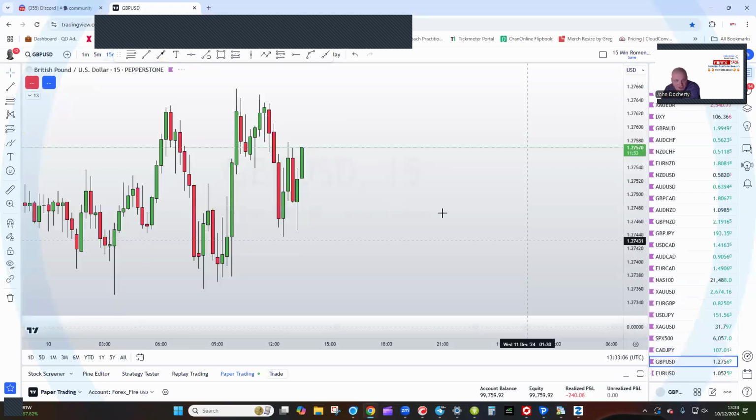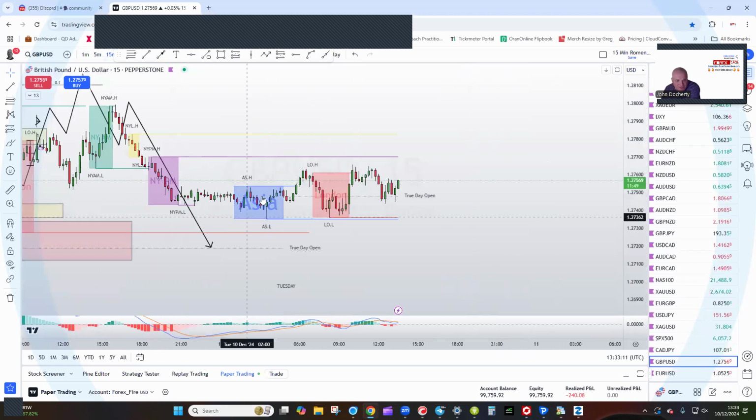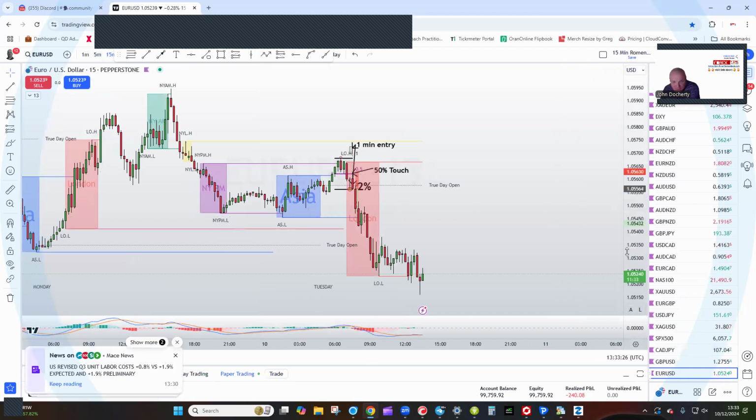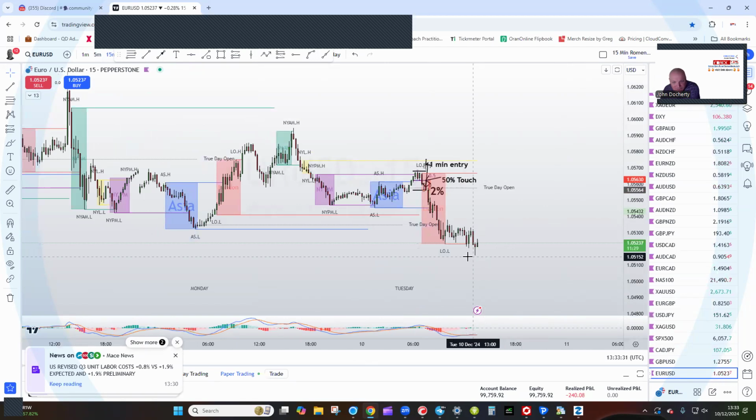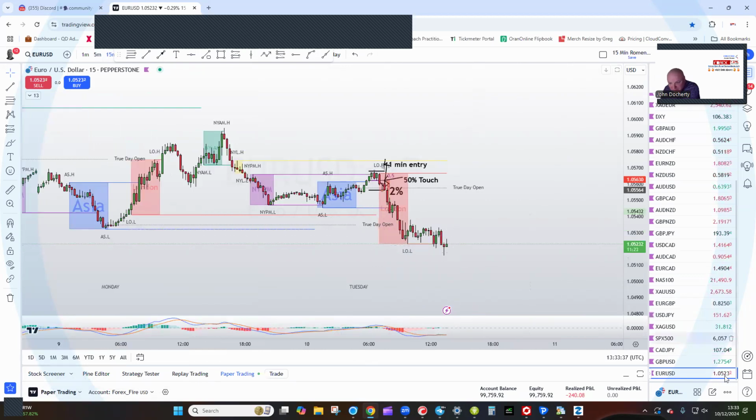We're going to go back up to 15 minutes and take a look at the GU. The GU, we've been stuck within the range. We've come back up, mitigating up into the higher end of the London high. The euro had a 2% move today, and again, we're just sweeping the low of the Asian and the London low. So I'm just going to let this play out a little bit.